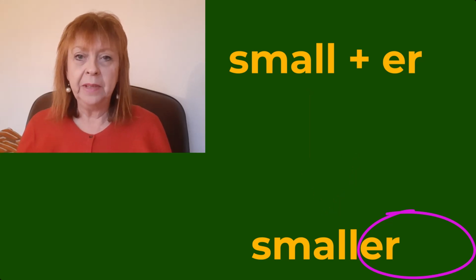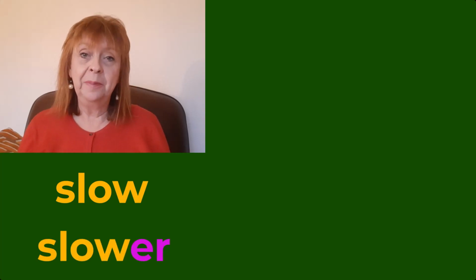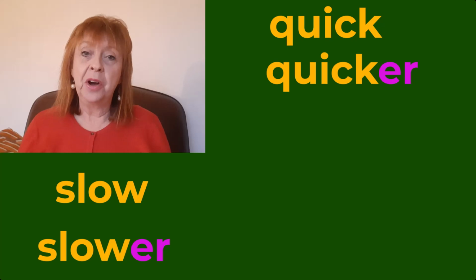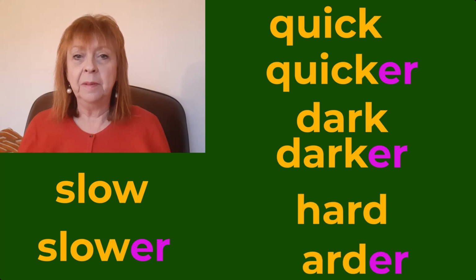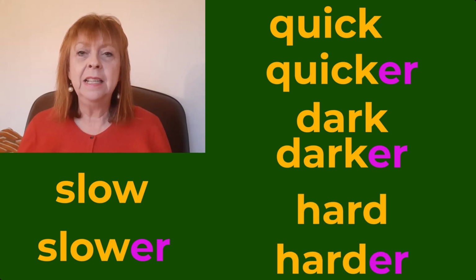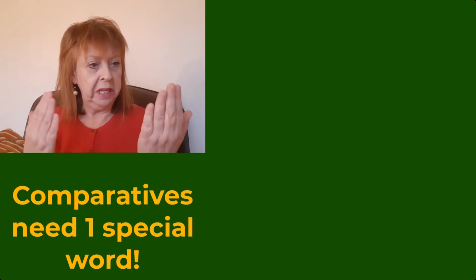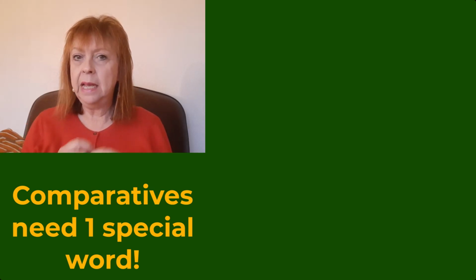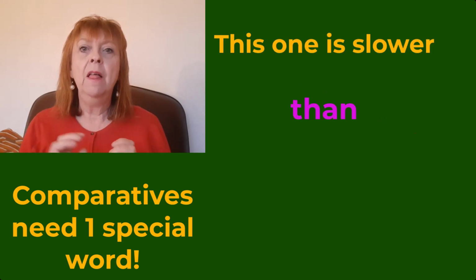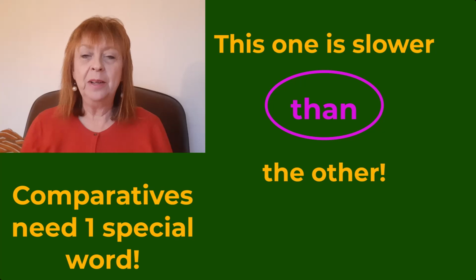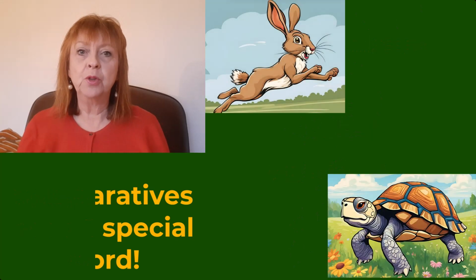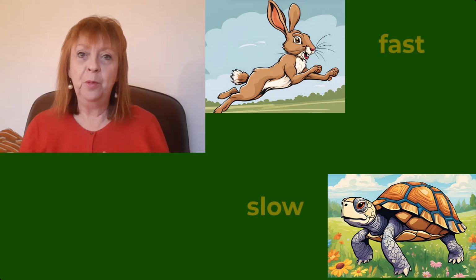Here are some other easy examples. Slow, slower. Quick, quicker. Dark, darker. Hard, harder. Now, listen for the extra word that you need. In a sentence, when we look at two things and we compare them, we say this one is slower than the other. Example. Here are two animals. They're both animals, of course, but one is fast and one is slow.